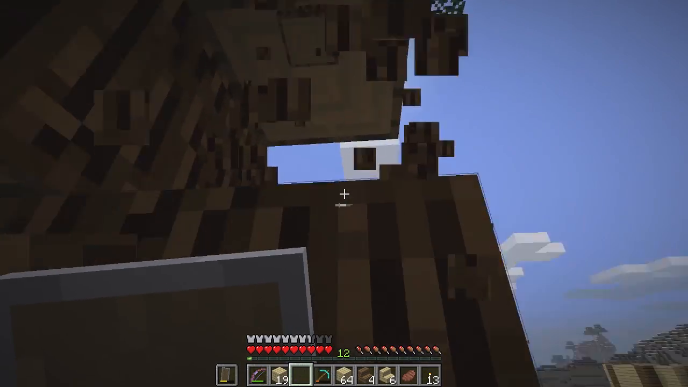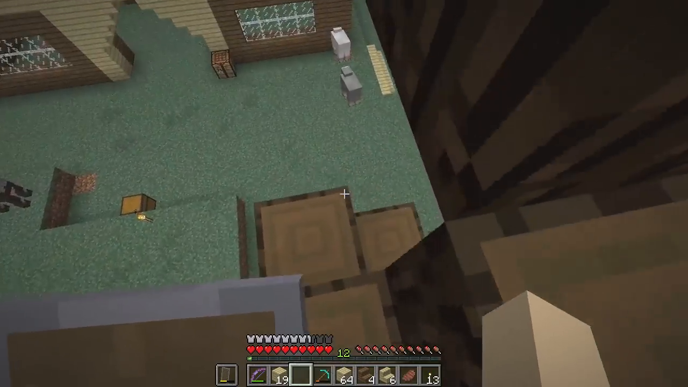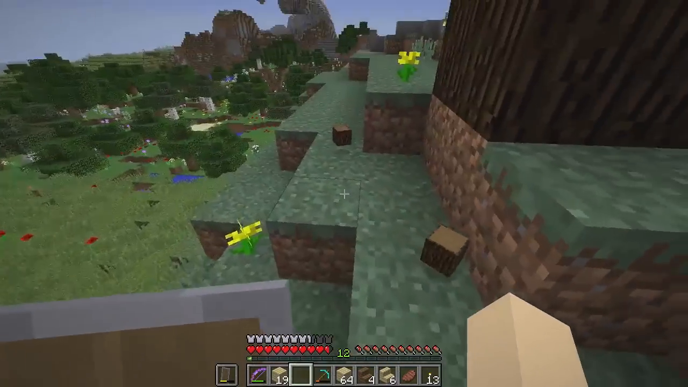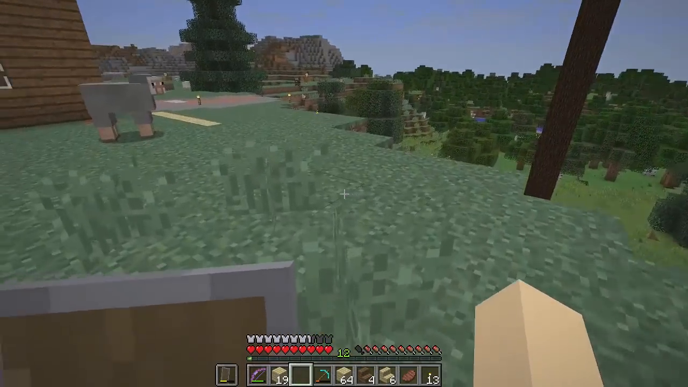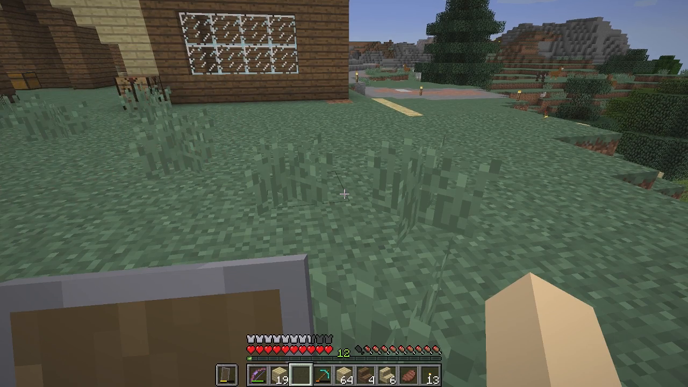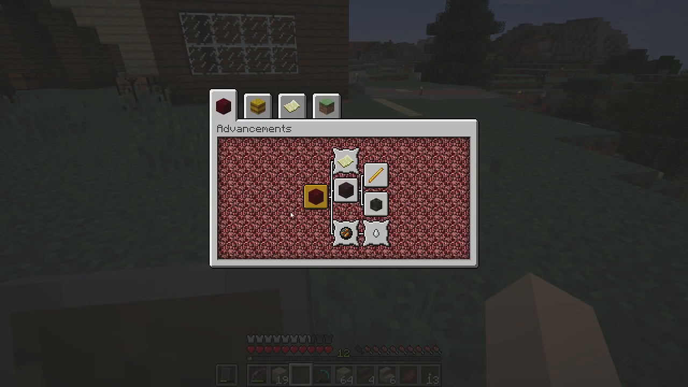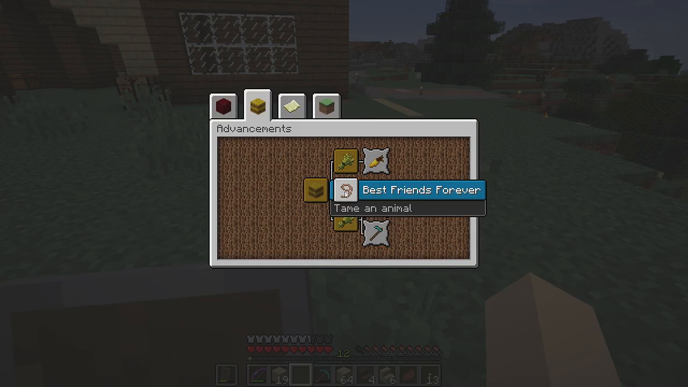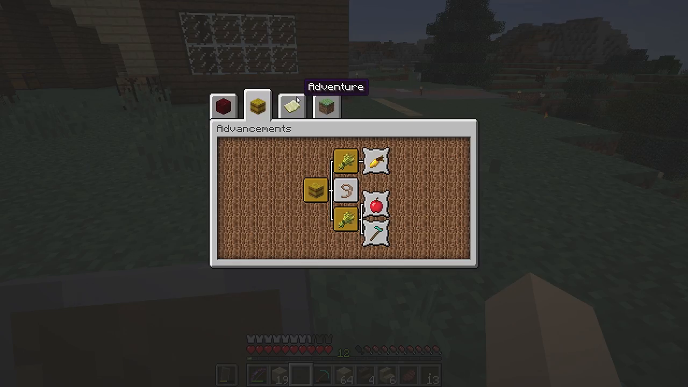achievement type thing, though they're not called achievements anymore. The advancements. Yeah. So what's your next advancement? How do you know what ones you're supposed to do? There's some yellow ones. There's some white ones. I don't know what this thing means. Advancement. Oh, husbandry, I think. So the white ones are not done yet. The yellow ones are done.